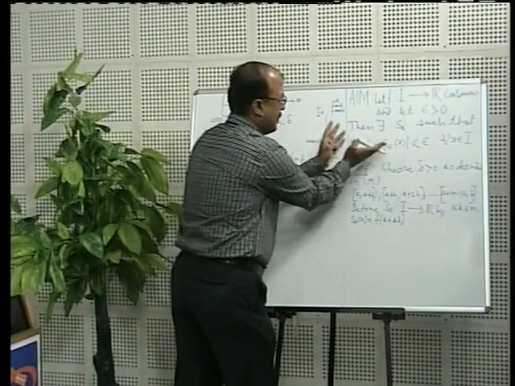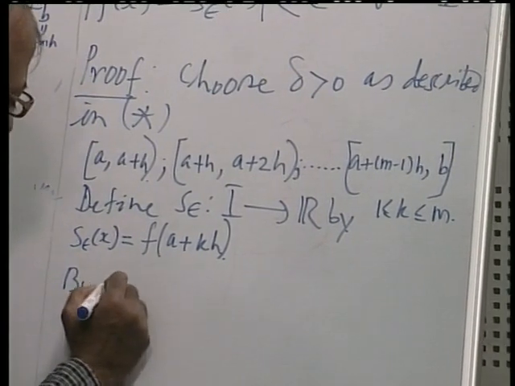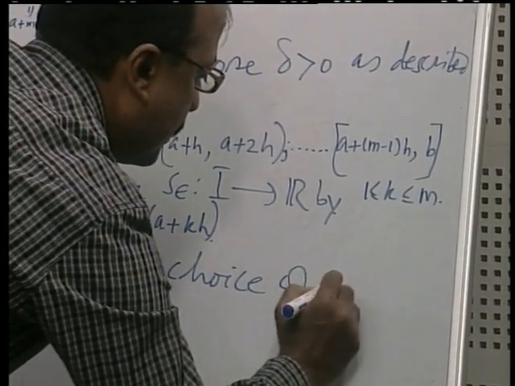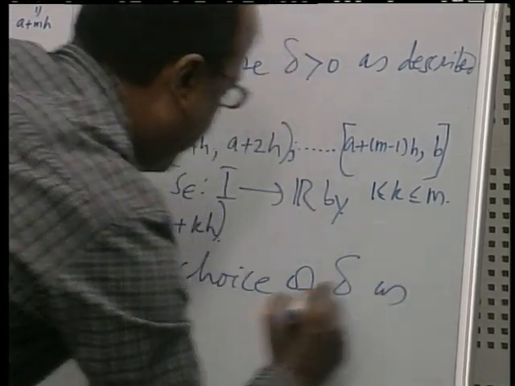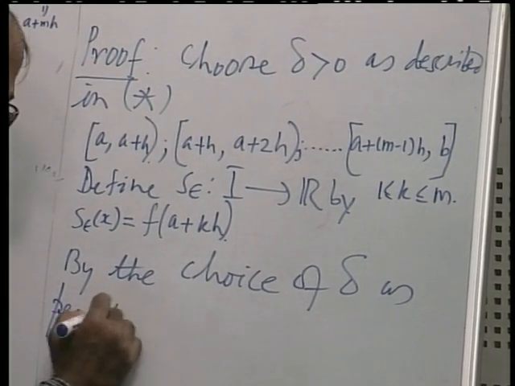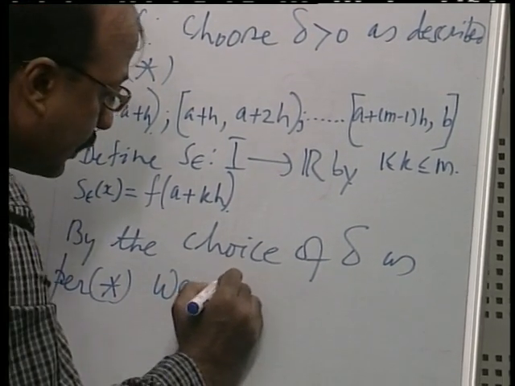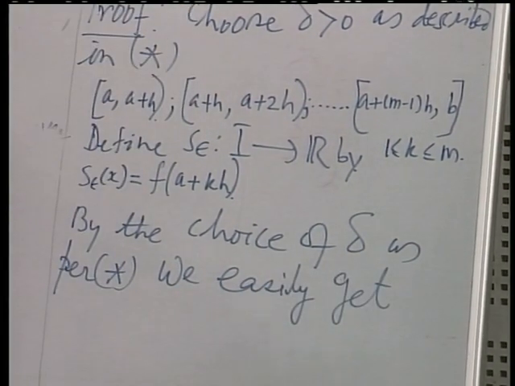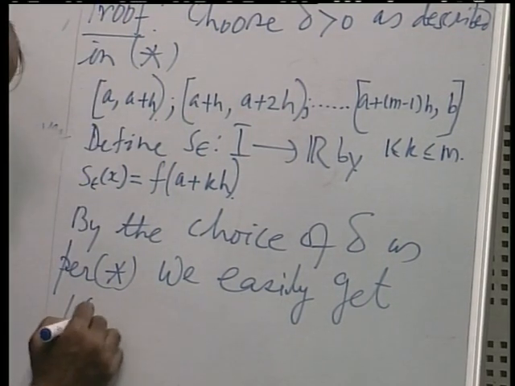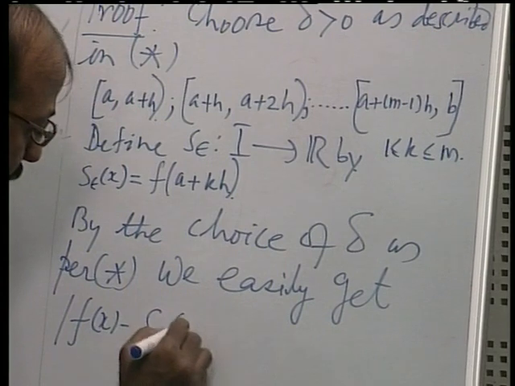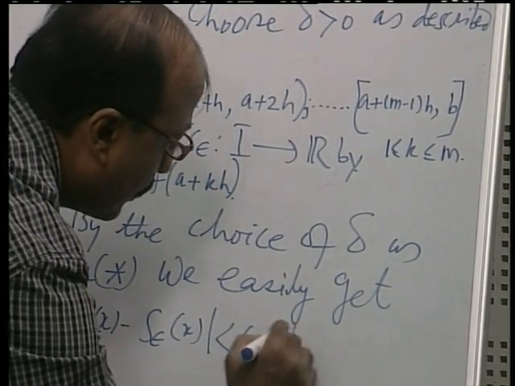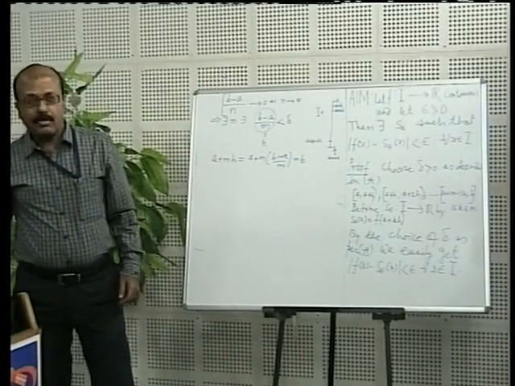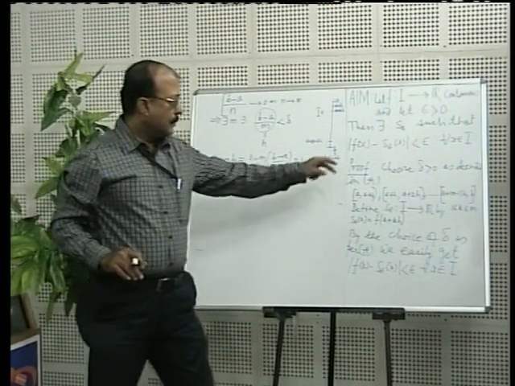And once you are able to define it like this, by the very choice of your delta, as per star, we easily get what you desire: f(x) minus s_epsilon(x) is less than epsilon for whatever point you take in your interval I. So without much difficulty, you are able to do this.